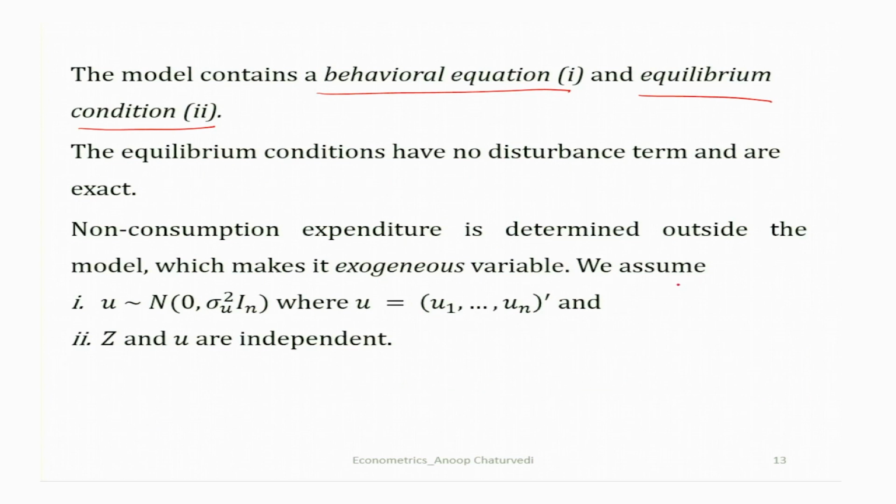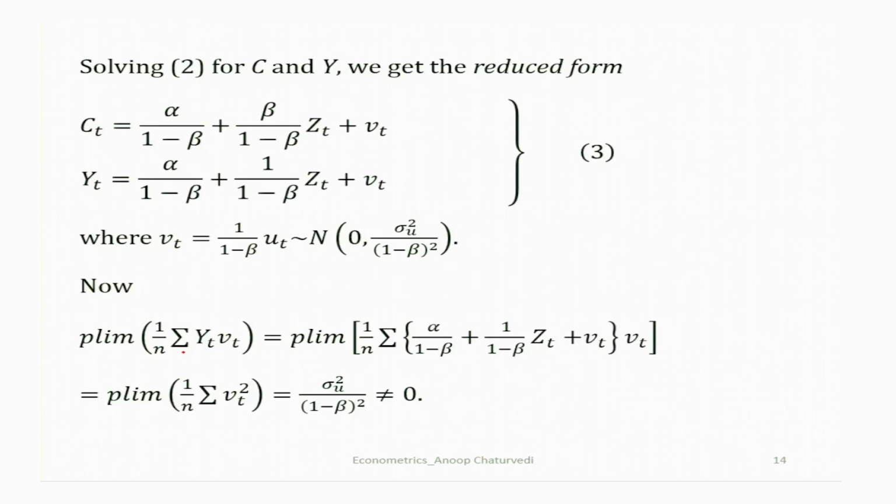Now, suppose we assume that U follows a normal distribution, normal 0 sigma square U I n, where U is equal to U 1, U 2, U n transpose, and Z and U are independent. Obviously, Z is an exogenous variable. So, you can assume that Z is uncorrelated with U.